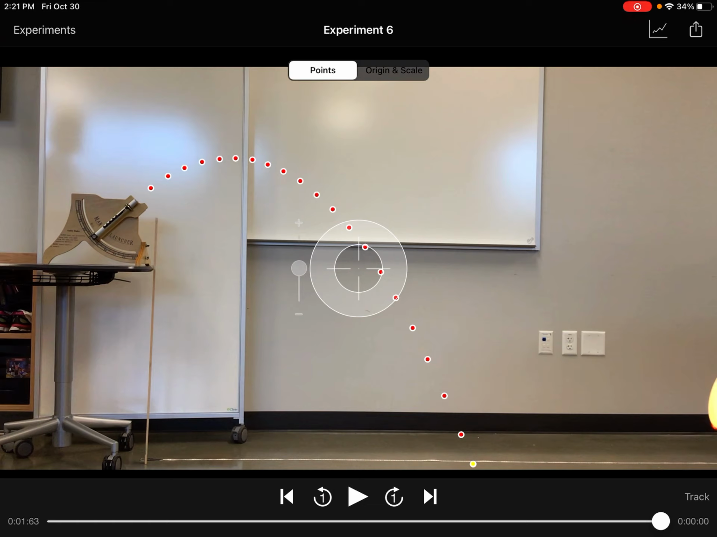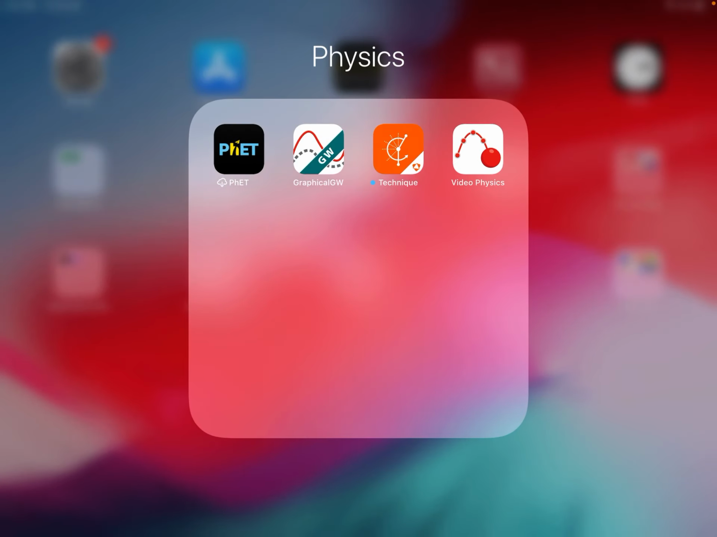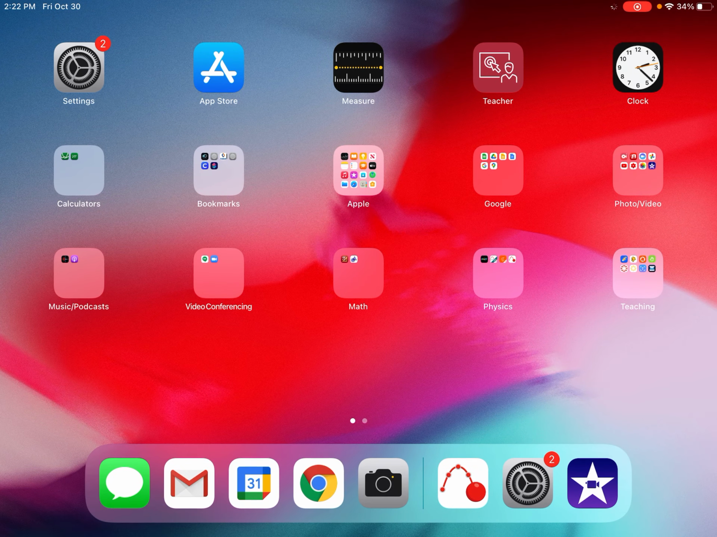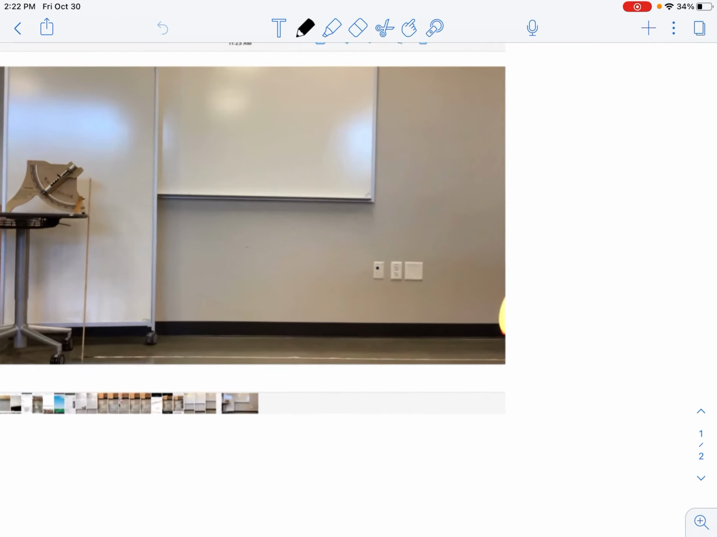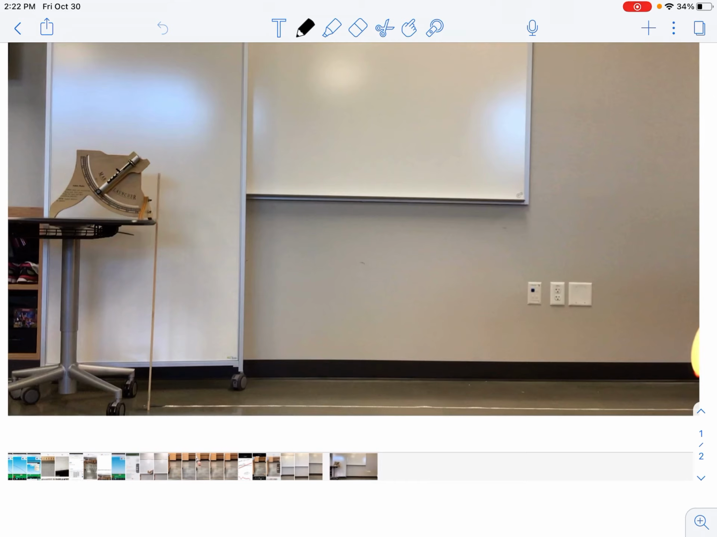And what I'm going to do here is figure out the initial velocity of the marble and use that to see what I can calculate. What can I figure out from this situation? So I took a screenshot and I put it into Notability. And here I've got a picture of my projectile launched at an angle.